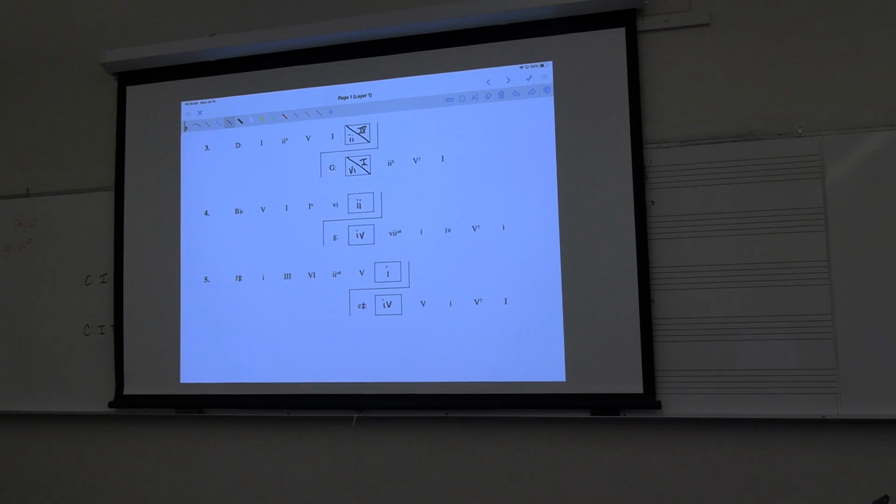But it is possible. That's why these fully diminished seventh chords are very flexible. I think I mentioned that last time. They can go in a lot of different directions. So you can use them in that way. But it depends on what you want to do.